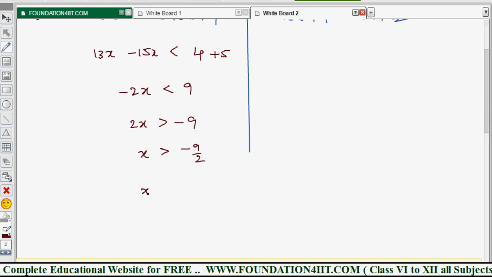Okay, that is x is greater than minus 4.5. That means minus 4.5 is less than x. Okay, let it be equation 1. Minus 4.5 is less than x.